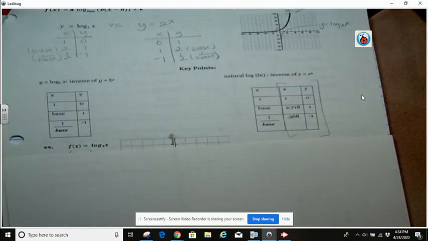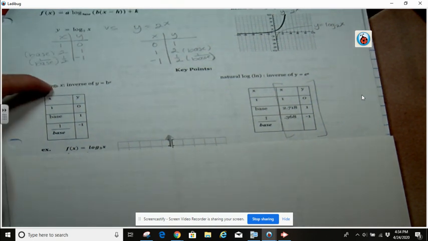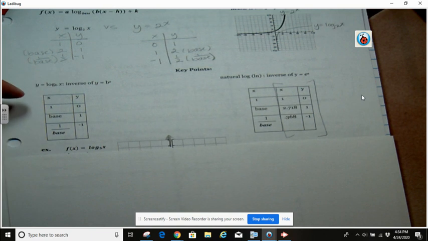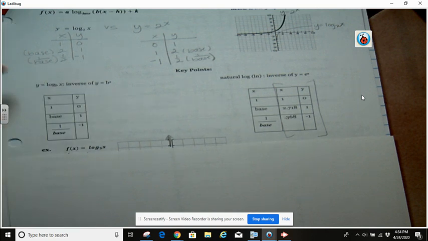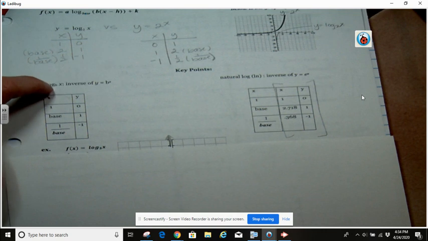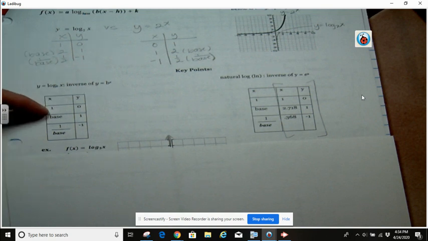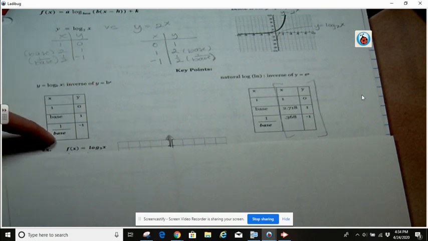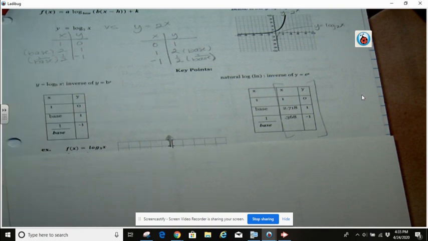Okay, so again, here's sort of your template. Whatever the base of the log is, you're going to use for your x values. So this is y equals b to the x. The exponential function has the base b. And so for a log function, you want to use the x values of 1, whatever the base is, and 1 over the base. And your corresponding y values will always be 0, 1, and -1, regardless of what this base is.